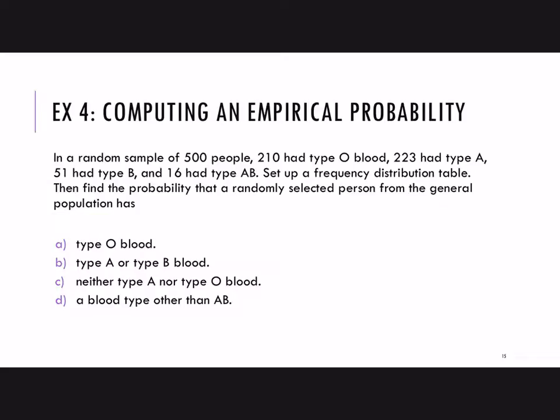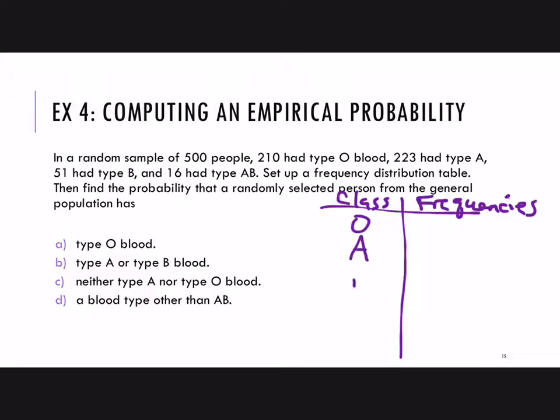Okay, so let's set up the table. First, we need the classes and the frequencies. Classes would be like types of things or outcomes in this experiment. And these are blood types. So we have type O blood, type A, type B, and type AB. And then we'll also leave a spot for the total. Sometimes I'll put a line there.